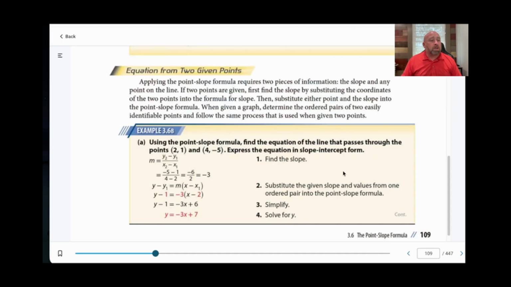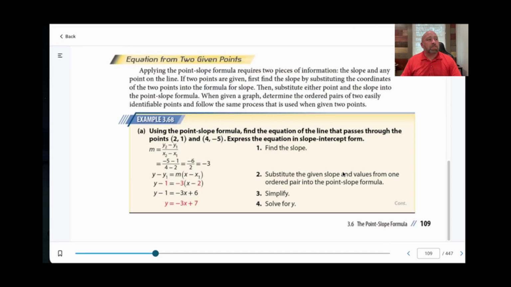All right, look back in your book, page 109, equations from 2 given points. All right, so now instead of giving you a point and a slope, they're going to give you 2 points. Okay, so in other words, here's the question.